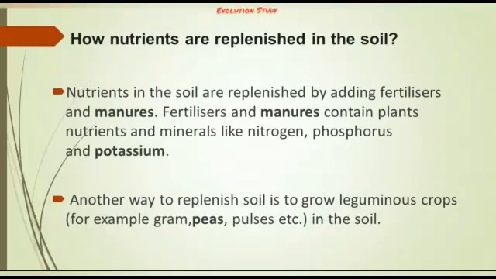Now tell me how the nutrients are replenished in the soil. Nutrients in the soil are replenished by adding fertilizers and manures. Fertilizers and manures contain plant nutrients and minerals like nitrogen, phosphorus, and potassium. Another way to replenish the soil is to grow leguminous crops, for example, gram, peas, pulses, etc. in the soil.